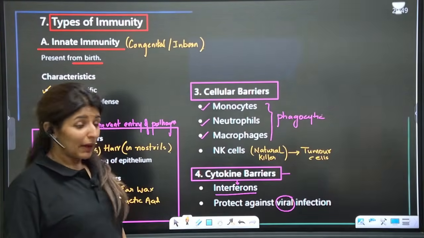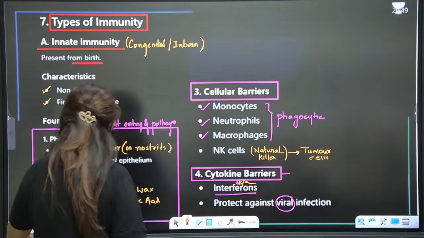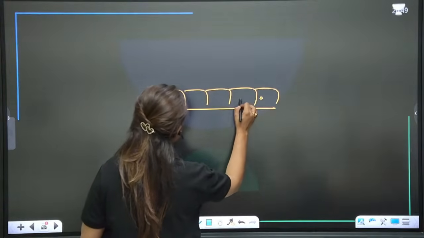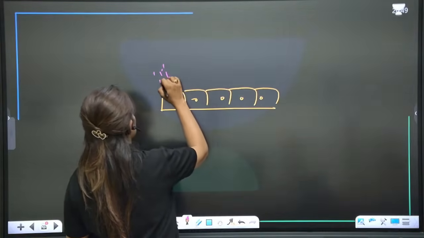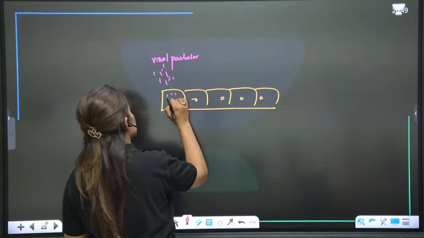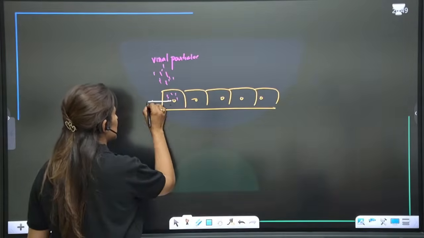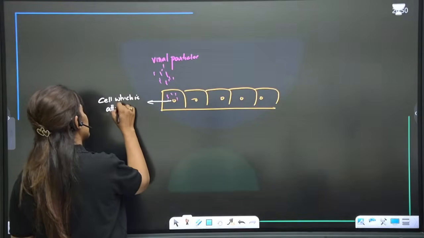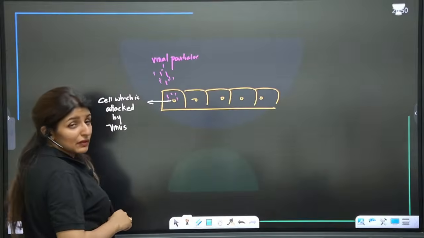Talking about cytokine barriers, they are known as interferons and they work against the viral infection. How? Let's see. So let's say if this is our tissue which is attacked by these viral particles. Let's say these are the viral particles. So when the viral particles attack this tissue, what will happen? Now this particular cell, the cell which is attacked by virus.